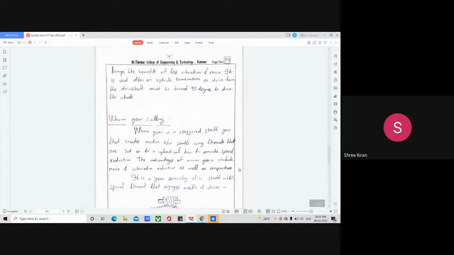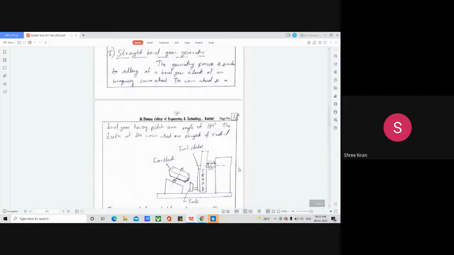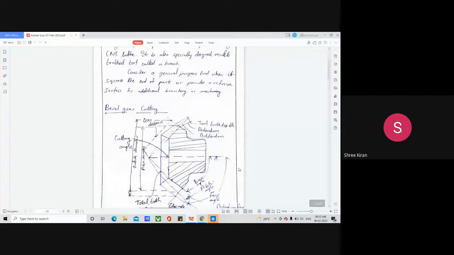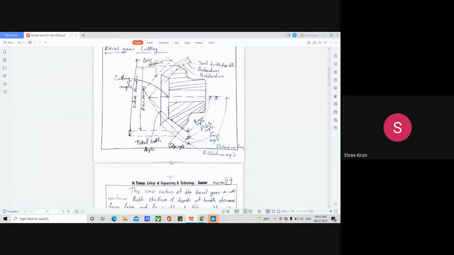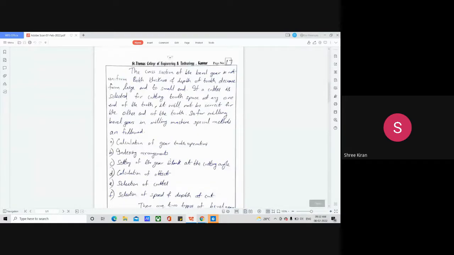So this is what happened with respect to worm gear cutting and bevel gear cutting operations. So these are the two factors. All this comes under which category? Can anyone of you say all this comes under which category?